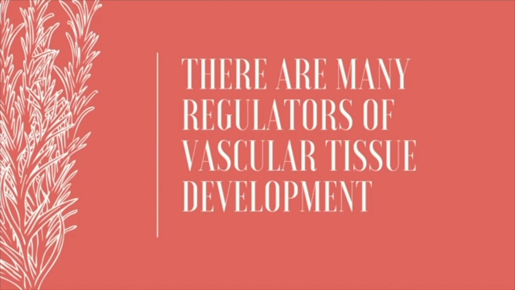As you can see, there are many signaling pathways that determine the fate of vascular tissues. These are just a few examples of important regulators in vascular tissue development. The process is not yet fully understood, and there is a lot more to learn.